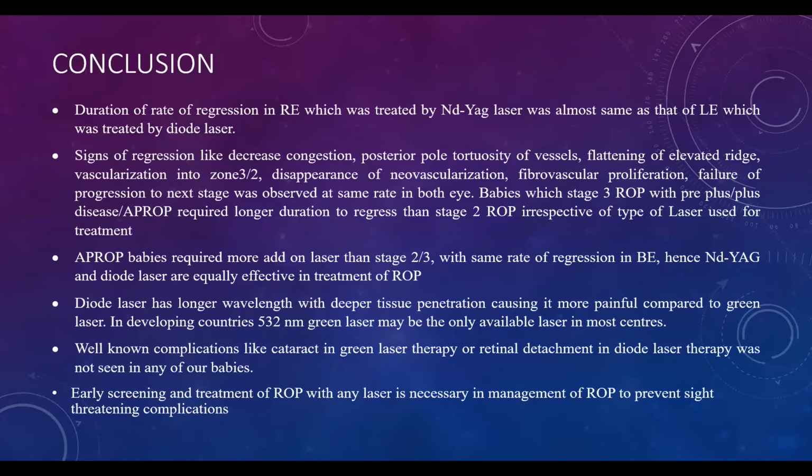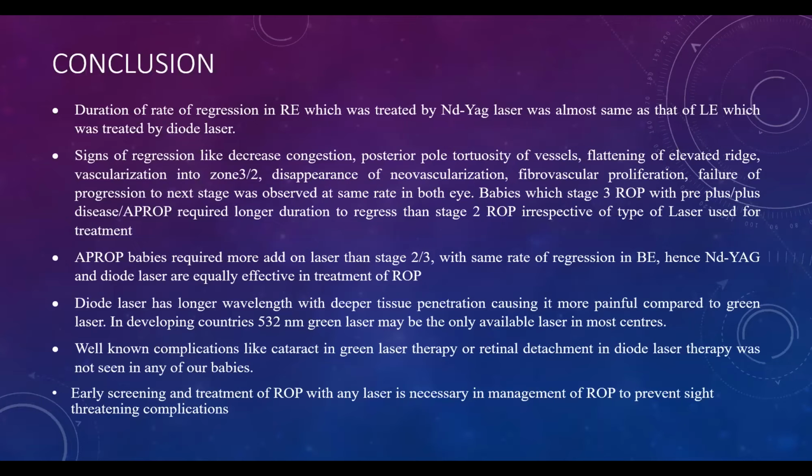Conclusion, ma'am. The duration of rate of regression was the same in both eyes, right eye and left eye. Signs of regression like congestion, posterior pole tortuosity of vessels, flattening of elevated ridge, vascularization into zone 3 or 2, and disappearance of neovascularization and fibrovascular proliferation. Failure to progress into the next stage was observed at the same rate in both eyes.